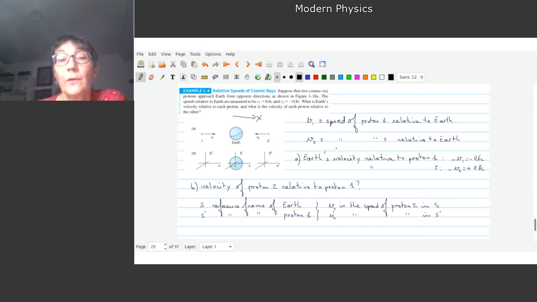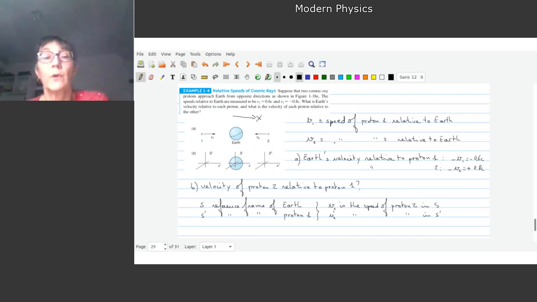I already answered it here, but if you don't look at it, you will say that the first proton has velocity v1 in the reference frame of Earth, so the Earth should have a velocity minus v1 in the reference frame of proton 1. And this is what happens. The same holds for proton 2. So v1 is the speed.